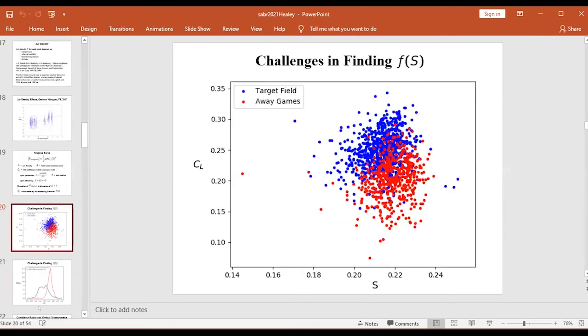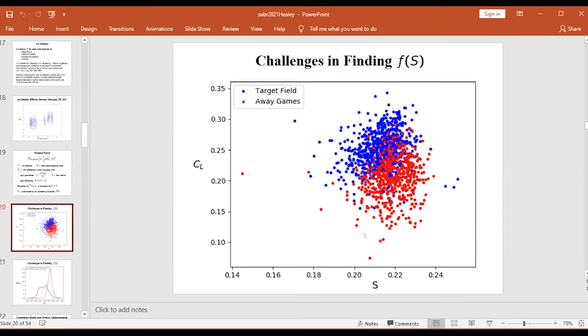And there's a few challenges that we've had to address. This is a plot of CL versus S. Each point on here is a pitch from Ervin Santana, a 4-seam fastball from a few years ago. And we see a few things. We see that there is quite a bit of scatter here among these pitches in CL and S. We also see that there are some pretty serious outliers within this scatter.